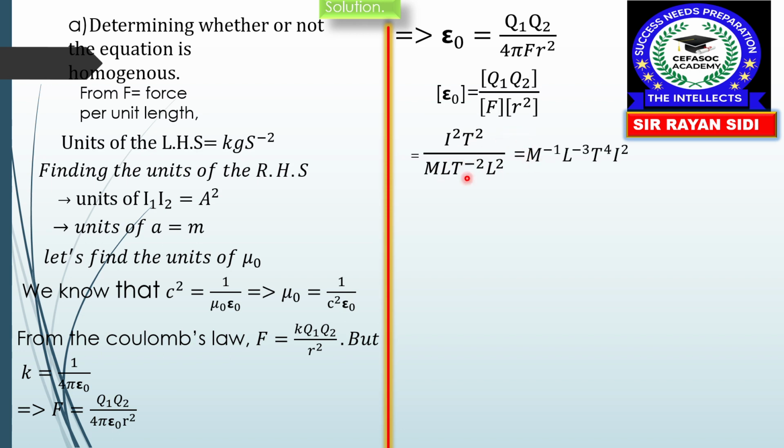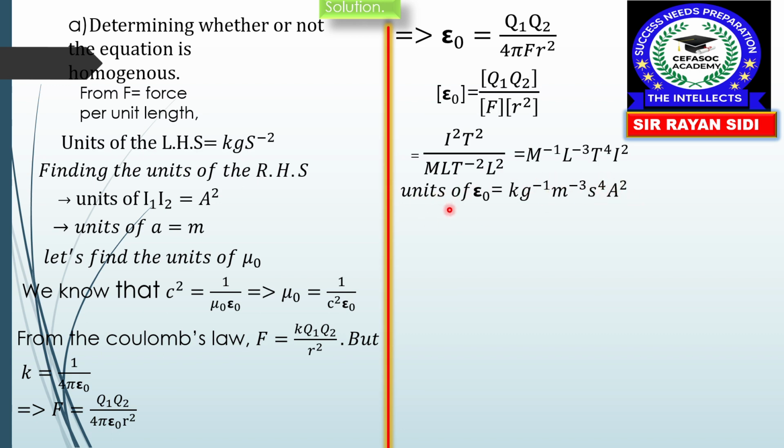So it means that our simplified expression will have M to the negative 1, of course, times L to the negative 3 times T to the 4 times I squared. Now we find the units of epsilon naught, of which M is the dimension of the mass, and the mass has unit kilogram. So we have here per kilogram per meters cubed second to the 4 times ampere squared. So this is the unit of epsilon naught.